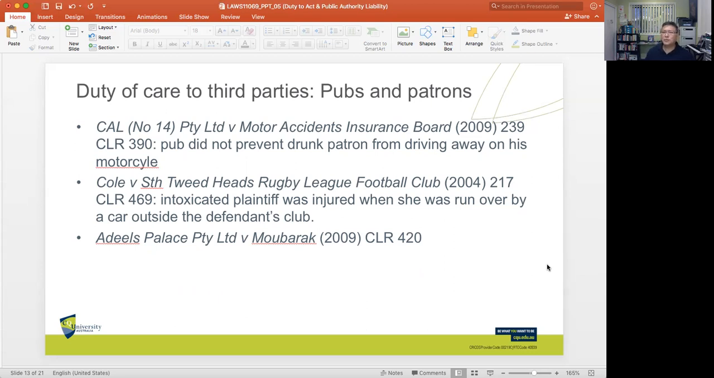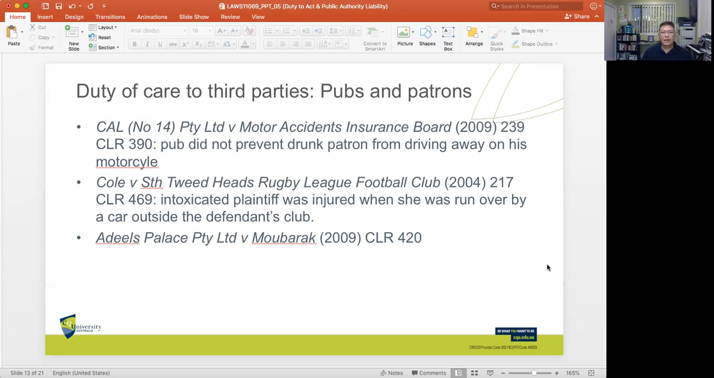Or in situations where you might have a patron severely drunk getting into his car and driving away and then being injured. Was there liability on the part of the pub? Should the pub have tried to stop the individual from driving off? And we did cover this in quiz one.